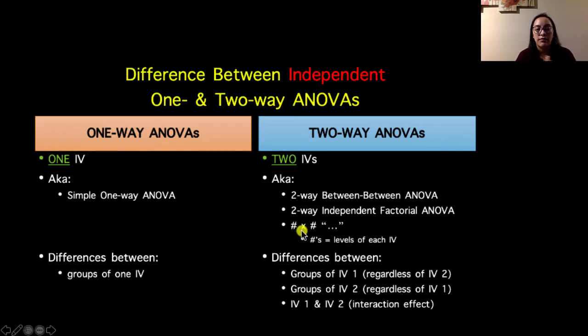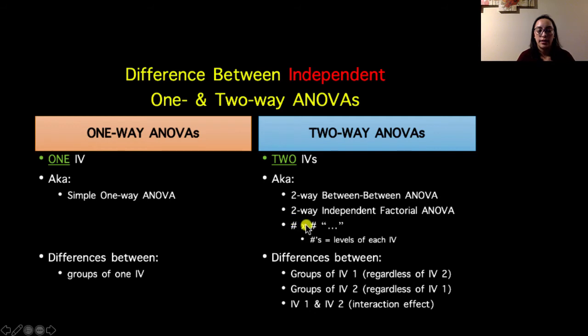I also have this numbering convention where the numbers represent the levels of each independent variable. So let's say you had 3 levels in one independent variable and 5 levels in another one. You could say it's a 3x5 independent ANOVA or a 3x5 between ANOVA. You can mix the wording as long as you have something that indicates you have 2 independent variables.